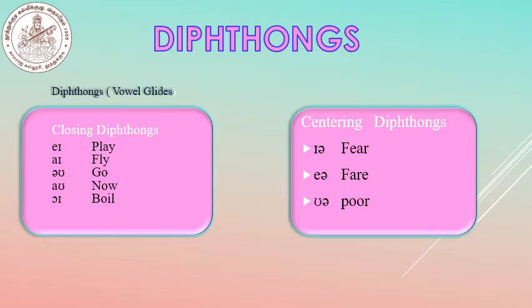The last 3 are called centering diphthongs because the tongue glides to a central vowel. The vowel in these 3 words, pure, fair and poor, you can find the same vowel sound in the second part of the diphthong. So what happens is the arrow mark is towards the center part of the diagram.